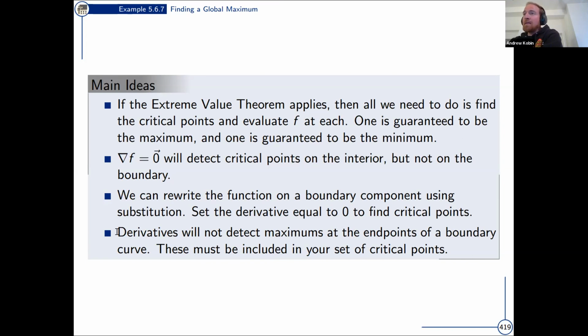For example, the endpoints of our boundary curve that was the semicircle, if we had done that first, had to be included even though they weren't critical points of the boundary function. These have to be included in your set of critical points, and this essentially only happens when you have sharp corners like we had the vertical line turning into the semicircle.